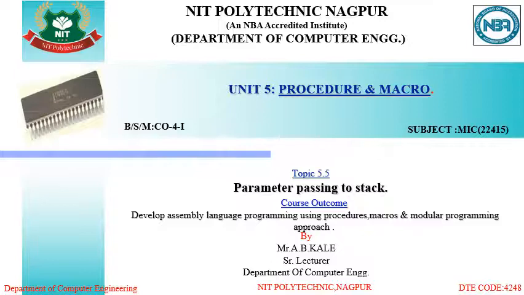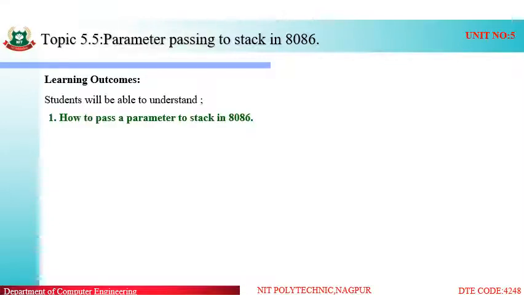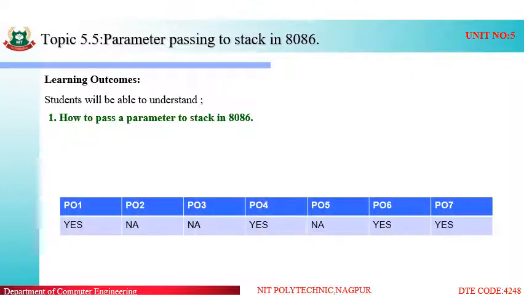So the course outcome of this unit is to develop assembly language programs using procedures, macros and modular programming approach. The learning outcome of this video is to study how to pass a parameter or a list of parameters to stack memory in 8086. POs covered are PO1, PO4, PO6 and PO7.